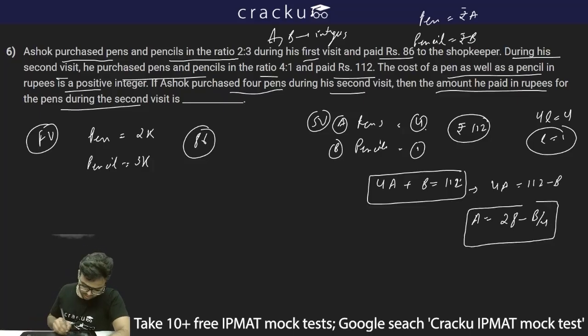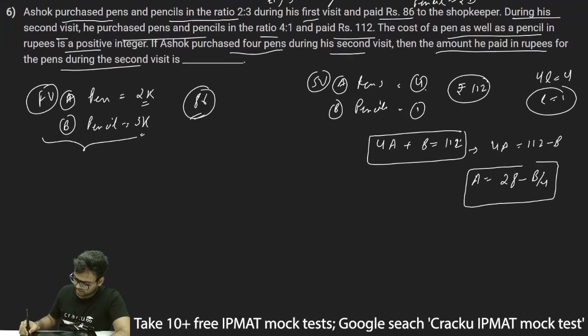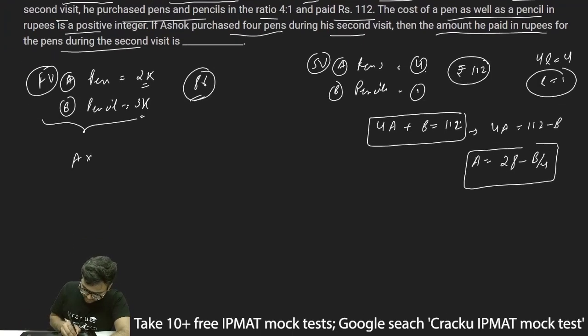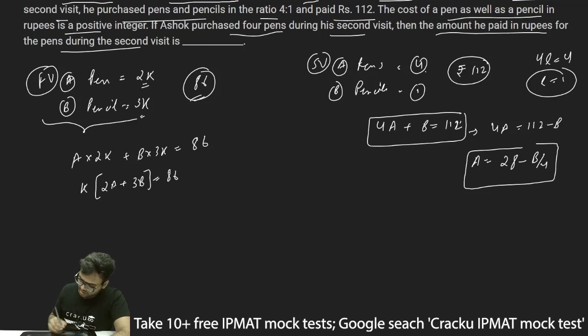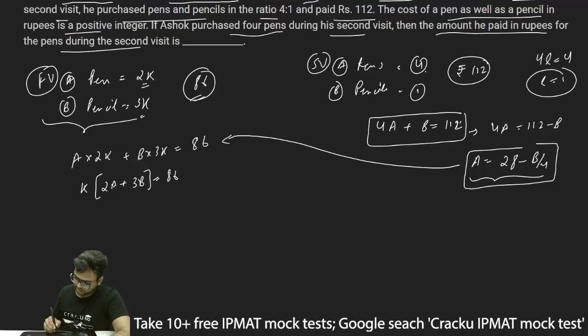Now let's look at the first visit. Pen's cost is A and pencil cost is B, and there are 2k pens and 3k pencils, and the total amount is 86 rupees. So this will be A into 2k plus B into 3k, which will be equal to 86. I can take k common, so this will become k into (2A plus 3B) is equal to 86.